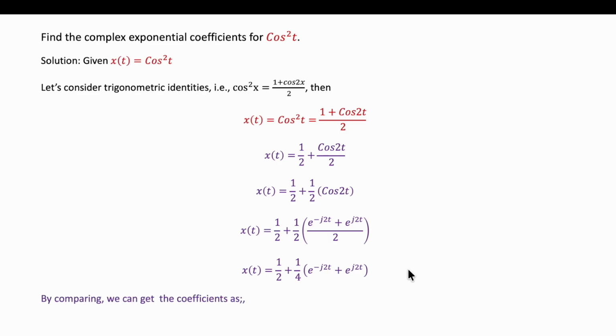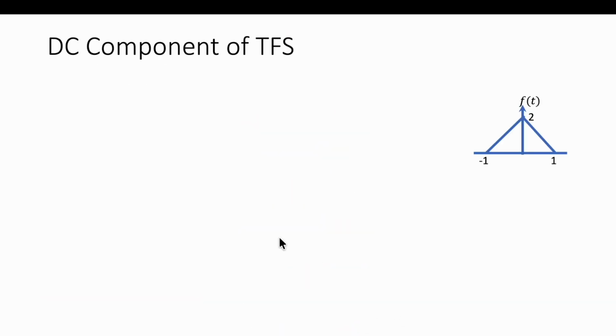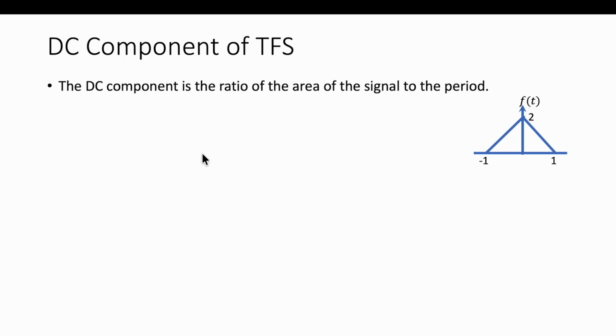Then we can compare with the general formula of the exponential Fourier series, and by comparing we can say that c of 0 is equal to 1 by 2, so not 1, c naught is equal to 1 by 2. The second component c2 is equal to 1 by 4, and the negative component c minus 2 is equal to 1 by 4.